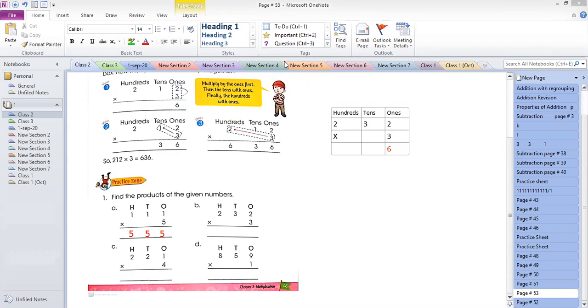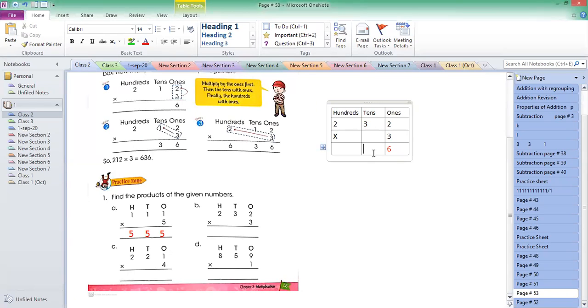Muhammad Farooq. Yes, sir. I need to multiply the tens. 3 and 3. What number should I write here? 3 by 3 is 9. Very good. Now, what number should I write here?